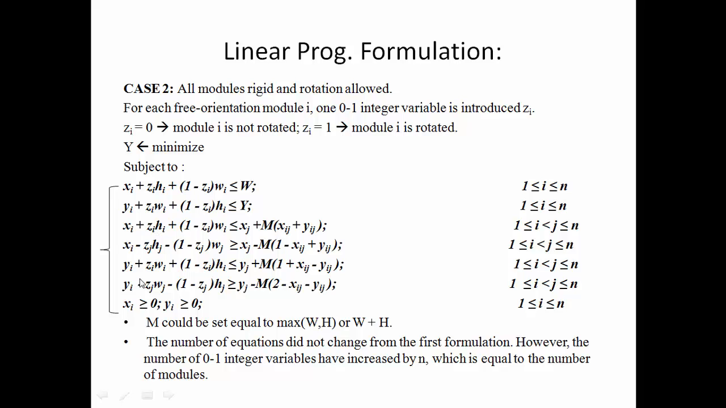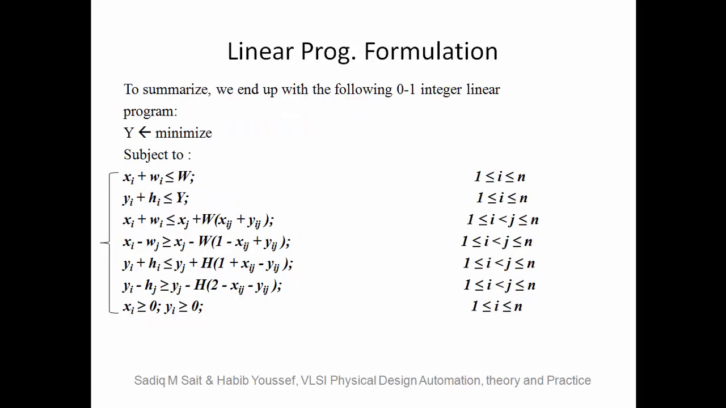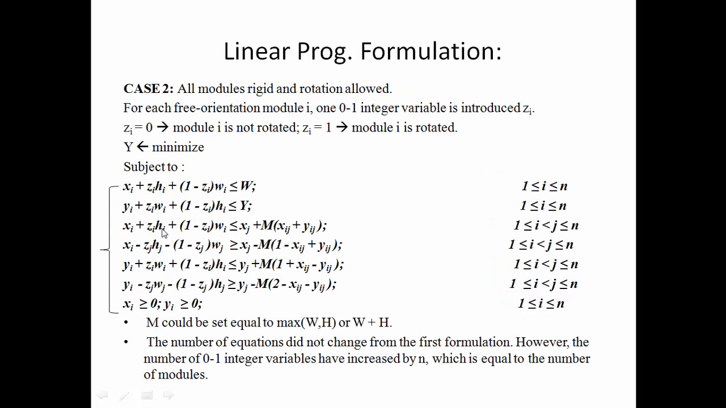And the next four equations, as you know, are the non-overlap constraints. The non-overlap constraints are also modified in the same way as before. So we have just introduced a variable zi, and every time there is a width, you should be able to have the width when zi is 0, and you should be able to have the height there when zi is 1. That is the only modification. So you can see here, let's just take this.